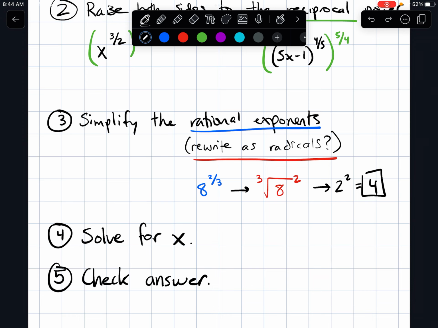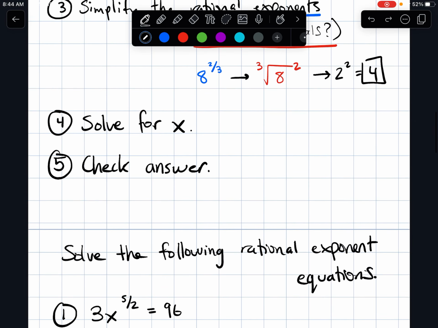Last thing you're going to do is anytime you have these rational exponents like the ones we did at the very beginning of this video, to try to simplify it, it's usually helpful to rewrite it as a radical and then just simplify it to become a number. Then solve for x. Remember, your final answer should be x equals some number, just like that. And then, of course, check your answer. You want to check for extraneous solutions.